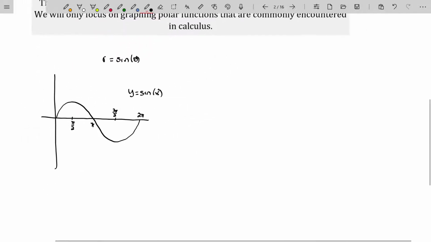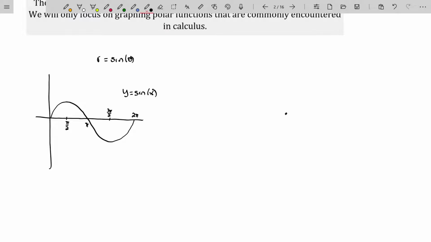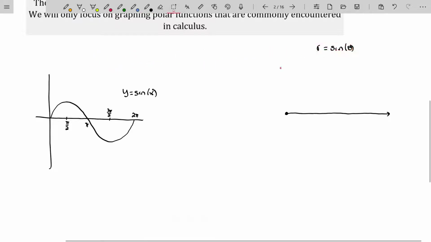And then what we would do is plot a pole and the polar axis. Now remember, the polar axis is associated with theta being 0. So you're facing an angle of 0. And what we want to graph here is r equals sine of theta.